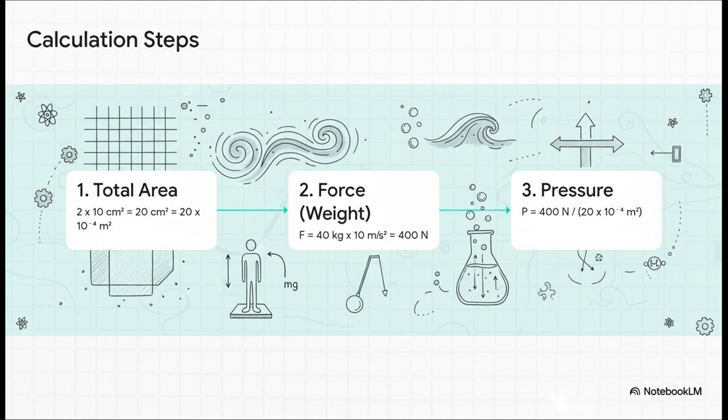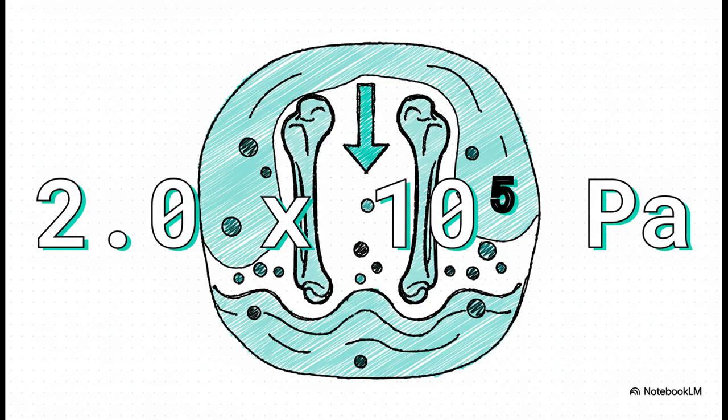And finally, step 3, we just plug it all into our formula. Pressure equals that 400 Newton force divided by our area. And when you run those numbers, you get our final answer, 2.0 times 10 to the power of 5 pascals. That's a pretty significant amount of pressure those bones are handling.